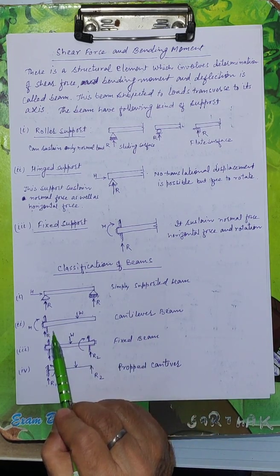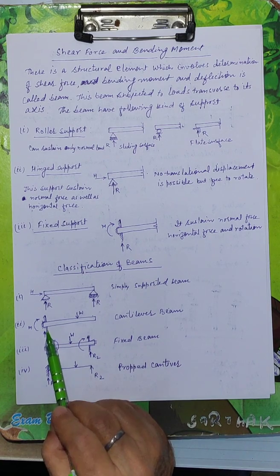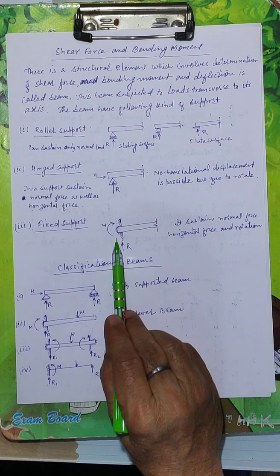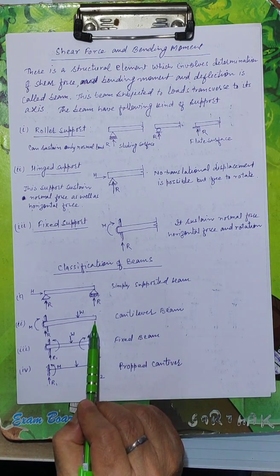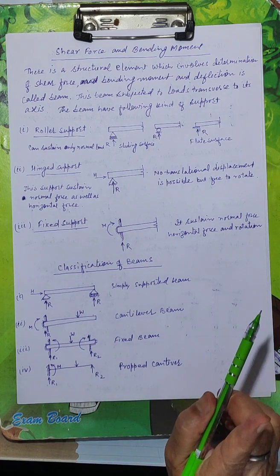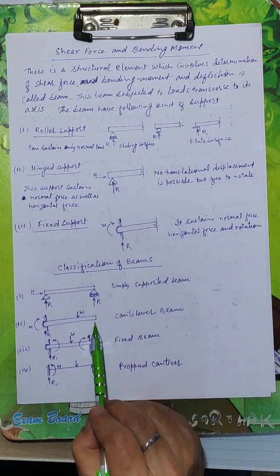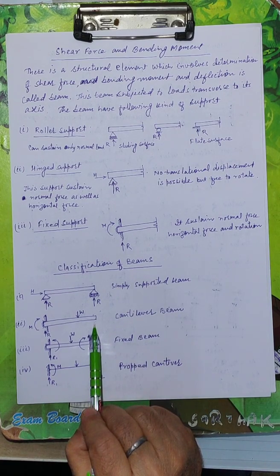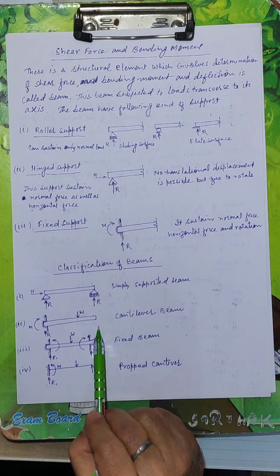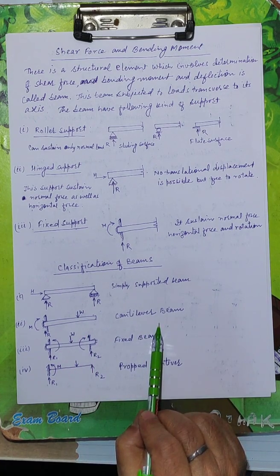When a beam is having one support as fixed support and the other end is free, no support is there, no any type of support is there, it is completely free, this type of beam is called cantilever beam.